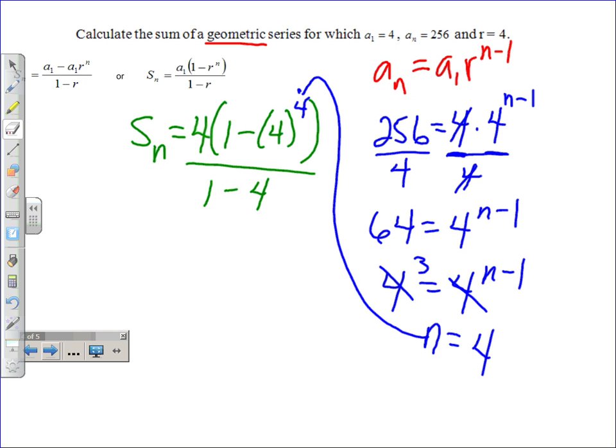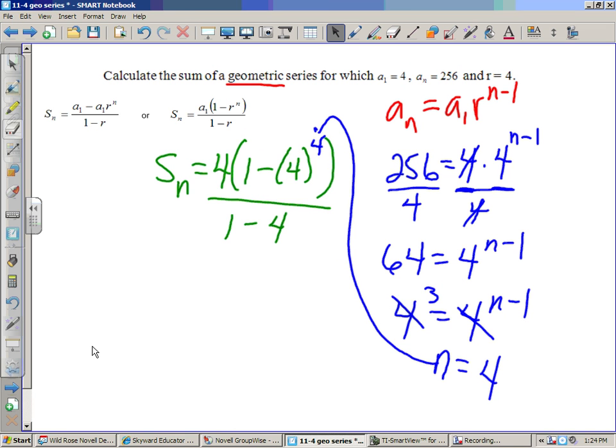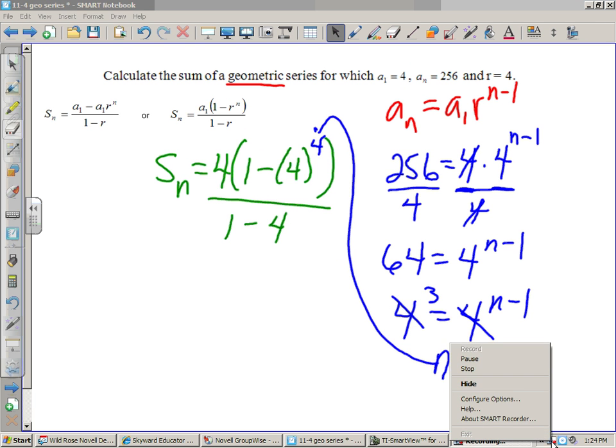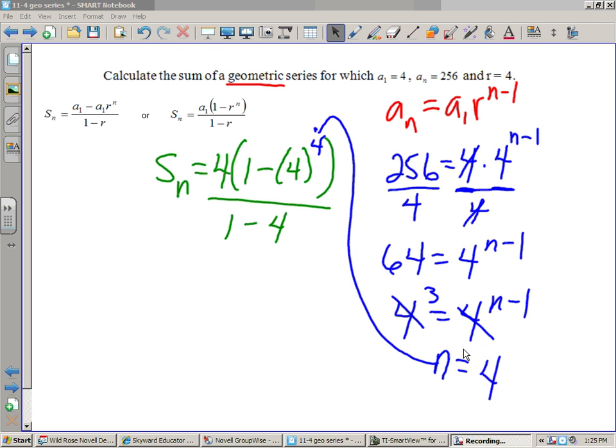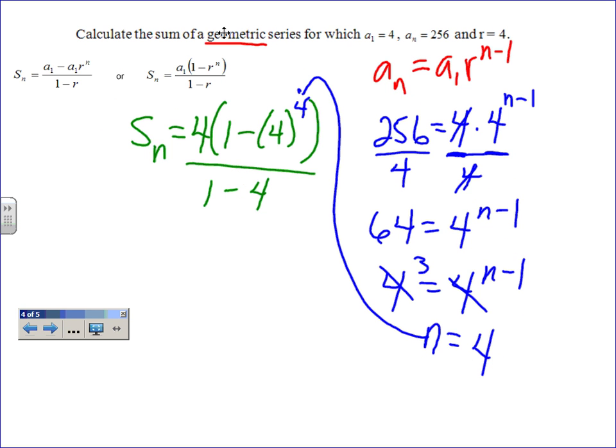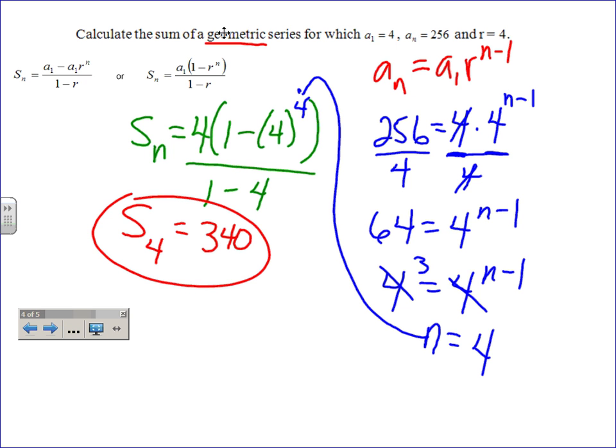So why don't you go ahead and type that one in right now and find out what you get. All right, on this one, you found out it was 4. And then what'd you find out for the sum? The sum of the first 4 terms is 340. Now, I'm hoping that at some point you realize geometric sequences go up pretty fast when r is big.